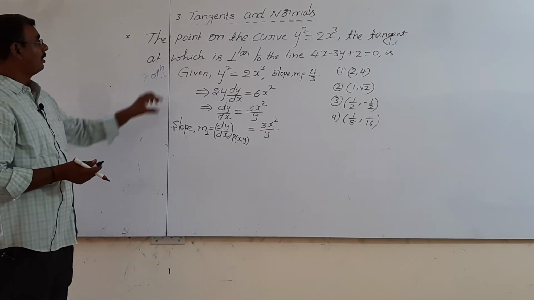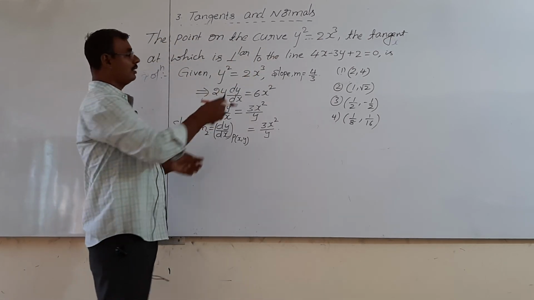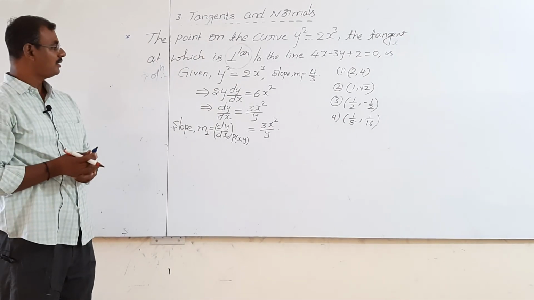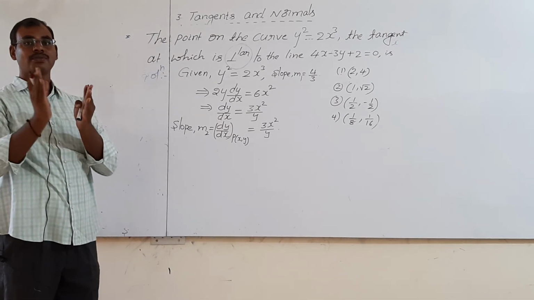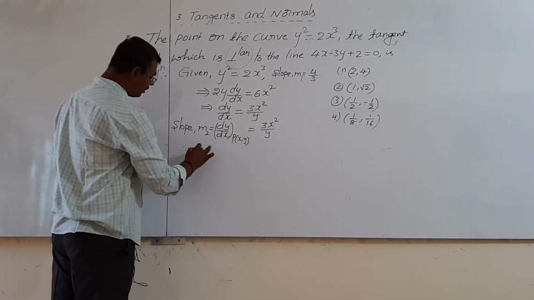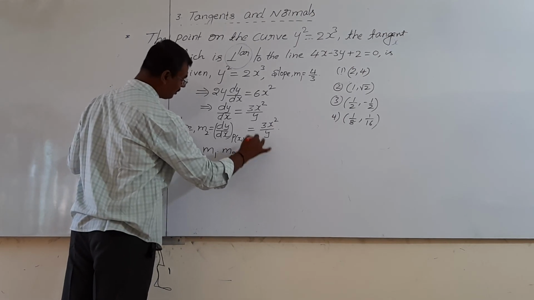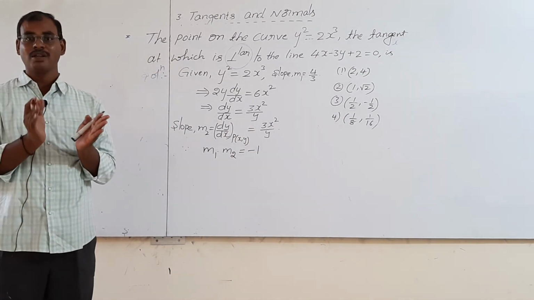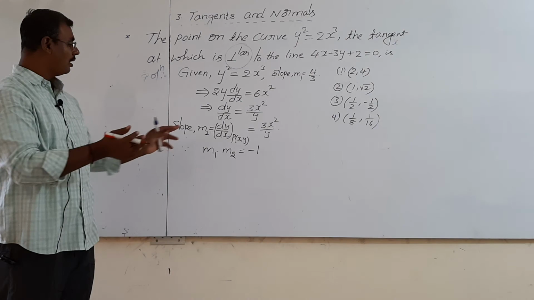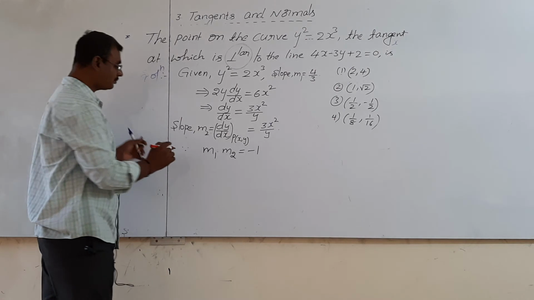Now we observe that our tangent line and the given line are perpendicular. If two lines are perpendicular, what is the condition? The product of slopes is equal to minus 1. We know this condition very well. So m1 into m2 is equal to minus 1. In the above problem, parallel meant slopes are equal; perpendicular means the product is equal to minus 1. Remember all of you these conditions.